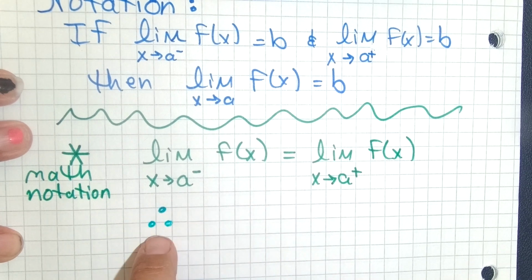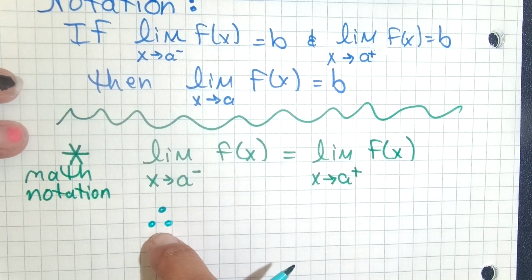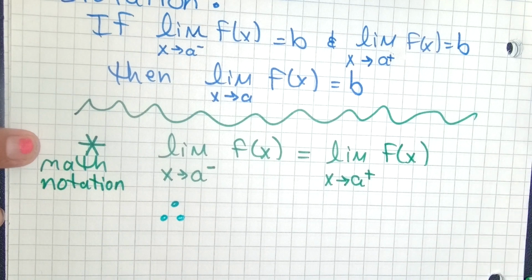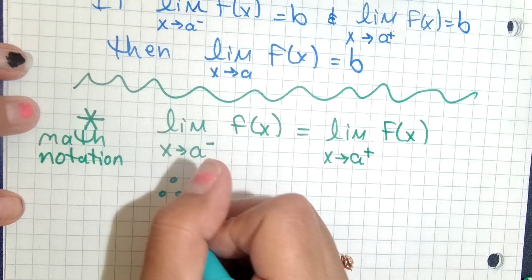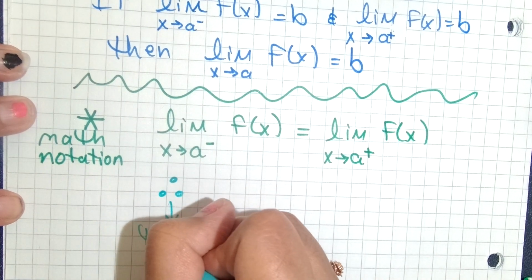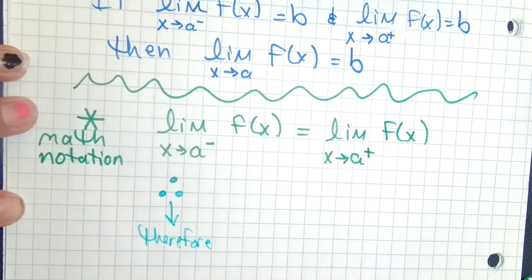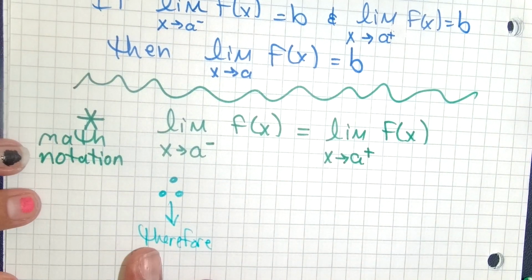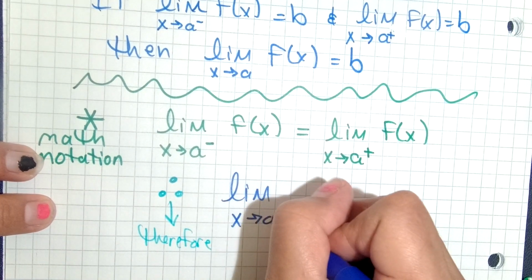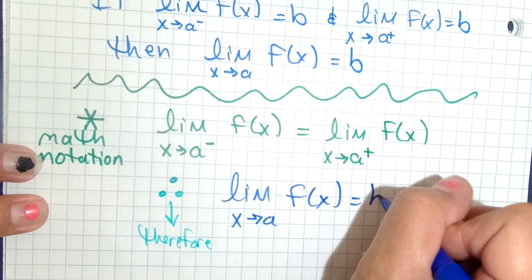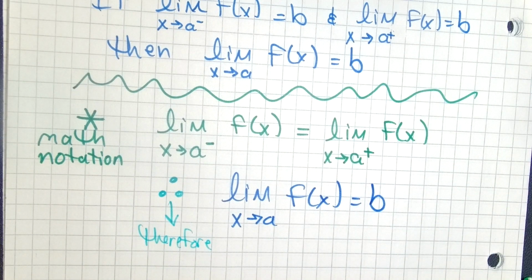Does anybody know what these three dots mean? Have you ever seen this? This means therefore. Remember in math we don't like writing tons of words? So here's a new symbol. Therefore, the limit as x approaches a of f of x is equal to b. So if I ask you to write an explanation in mathematical notation, it has to look like this to get full credit.